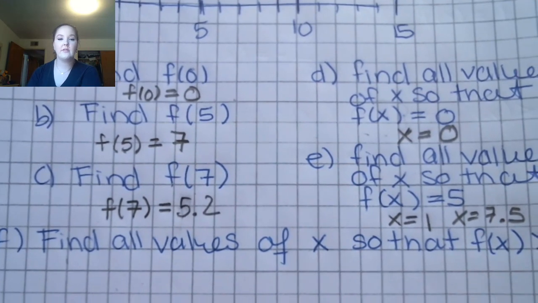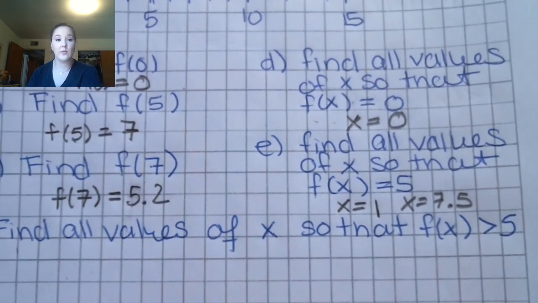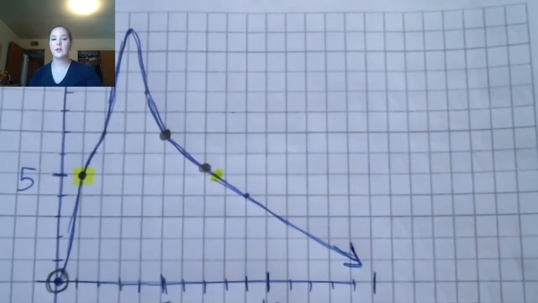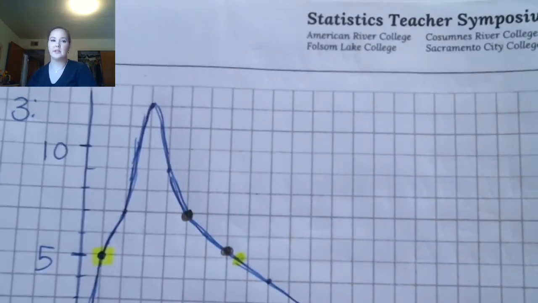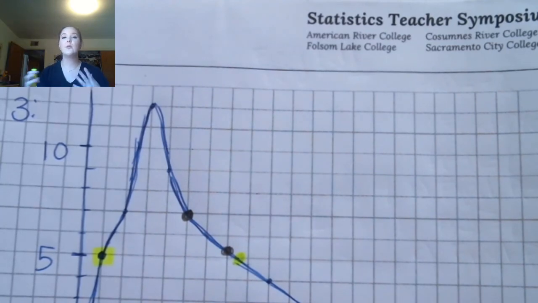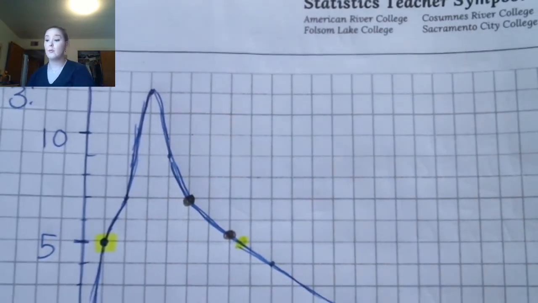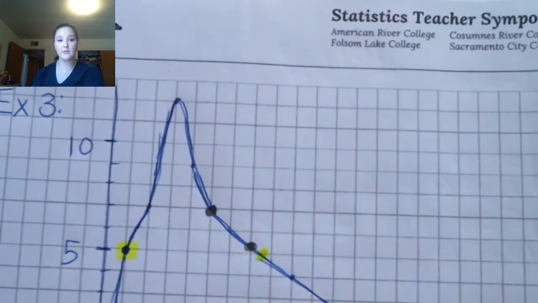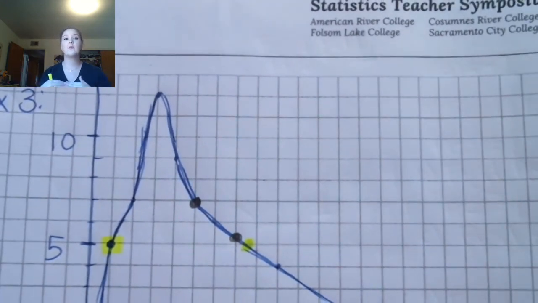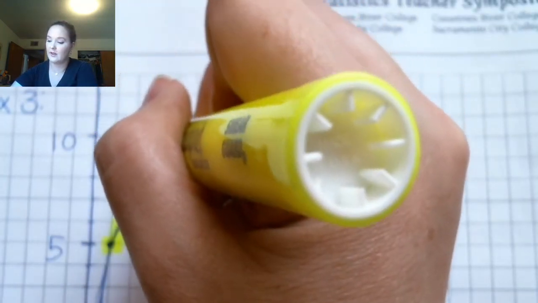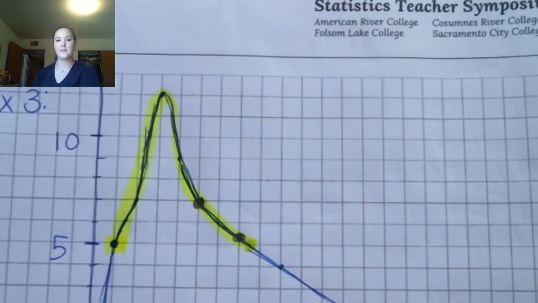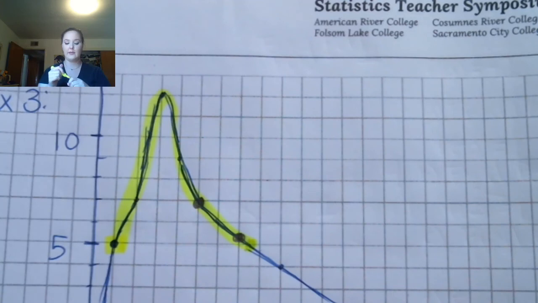It says find all of the values of x so that f of x is greater than 5. Okay, so we want our y value to be larger than 5. So think about what larger means in terms of up and down, right? If you want something that's larger than 5, remember the points we marked are the points that are equal to 5. So if you want something bigger, that's going to be above. So we're talking about this whole piece of the graph here. Okay, that's the part that's above 5, meaning that the y value is greater than 5.